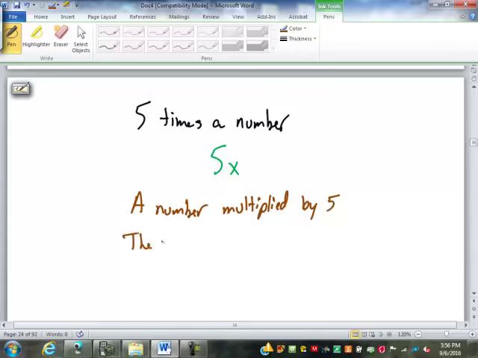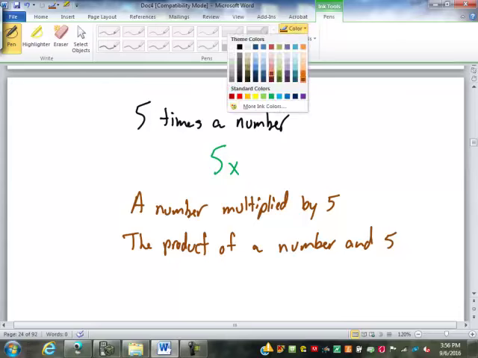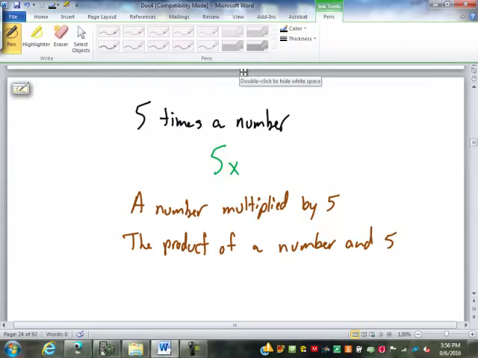We'd have the product of a number and 5, or 5 and a number, either way. A number repeated 5 times. And again, several other phrases that would indicate 5x, or 5 times x.